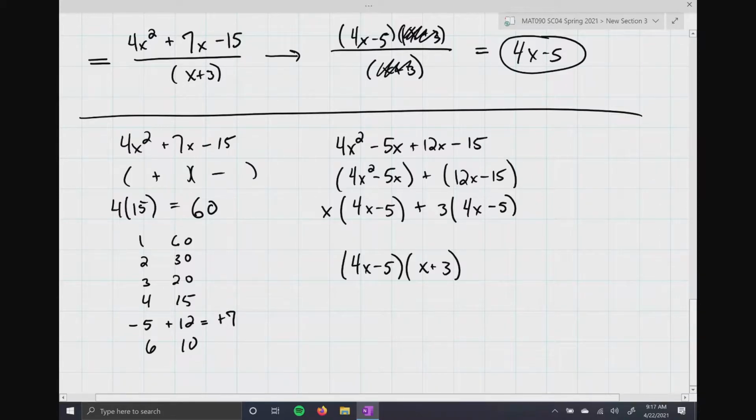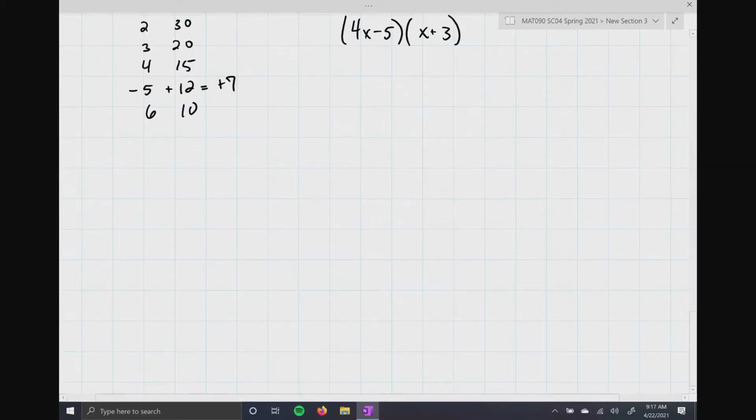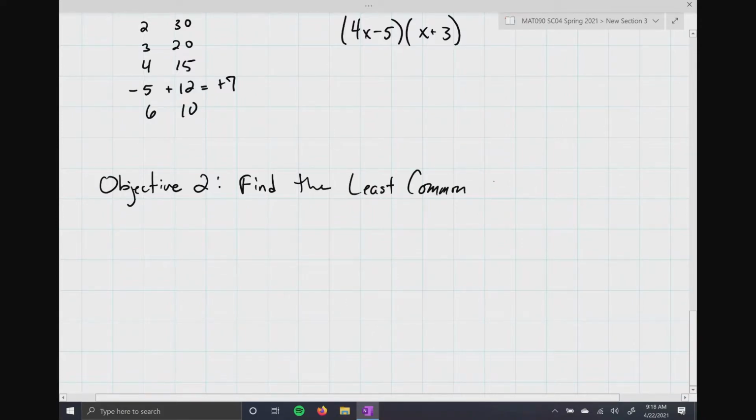All right. So if there's no more questions, we're going to move on with the next objective. Because the next two objectives in this section prepare us for section 4, which is what I really want to get into today. All right? So, objective 2, finding the least common denominator, which we abbreviate as the LCD.